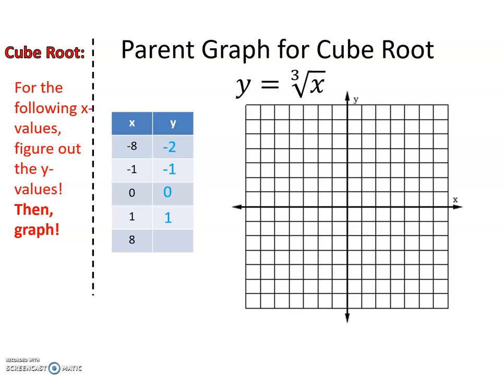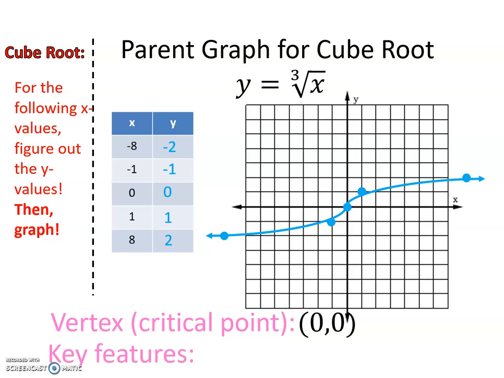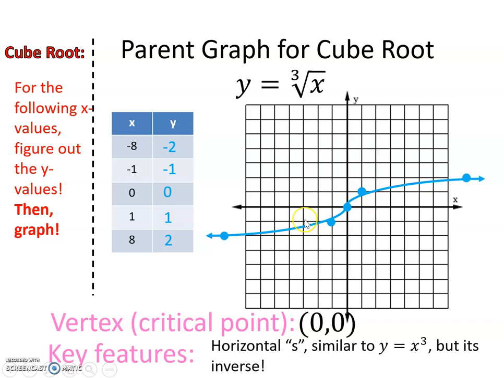I have to keep my video under 15 minutes. So if I plug these values in, these are the values I'm going to get for y, and we're going to plot these on the graph, and that's what they're going to look like. So you can see we have a nice curve, kind of like the cube root function, right? That one looks like this, right? So think of it as this one turned kind of on its side. And that's kind of exactly how you can think about it, right? The vertex is the critical point, and here's some key features. It's similar to y equals x cubed, but it's the inverse. And we'll talk about that more later in this course.